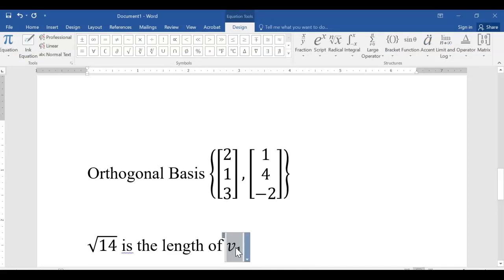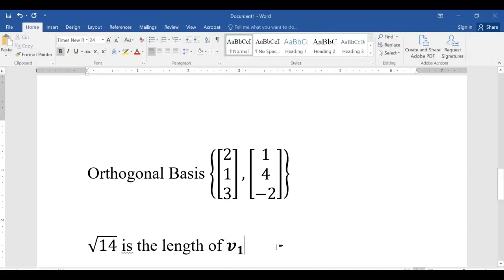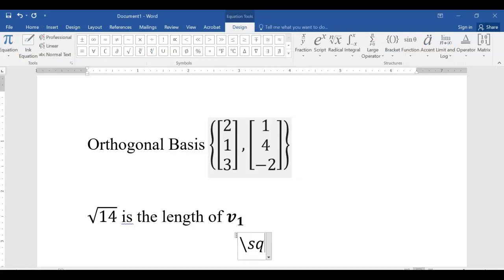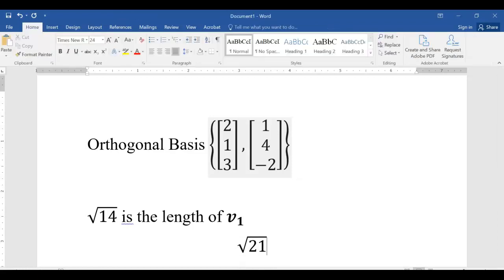Which is what vector we're calling v1 now. All right. Now, in a similar way, you can go 1 times 1 is 1, 4 times 4 is 16, 2 times 2 is 4, so you end up with 21. So square root of 21 is the length of V2.